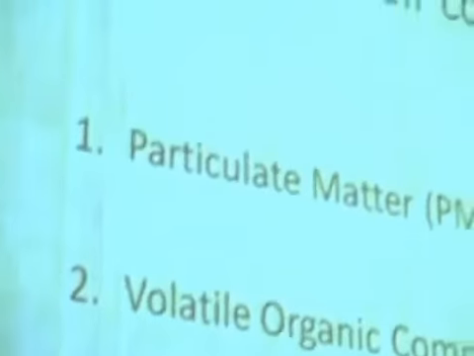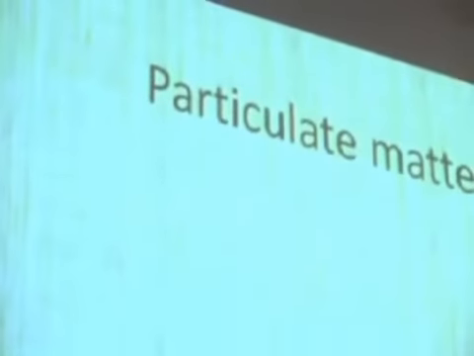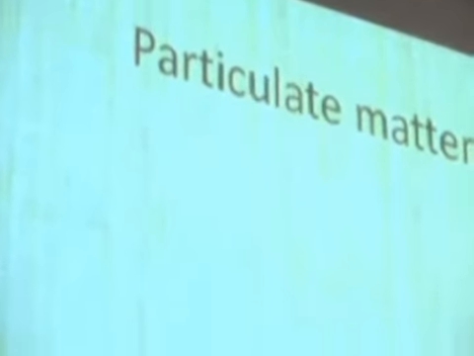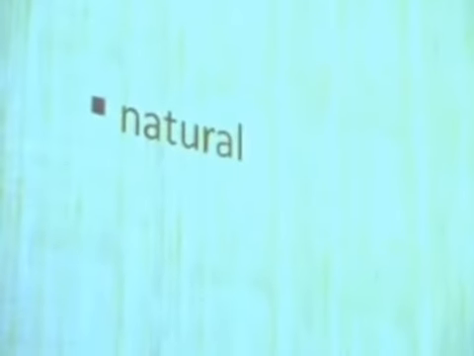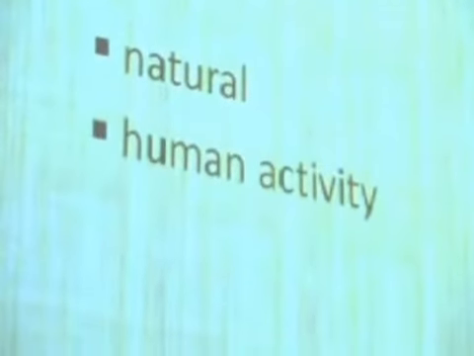We got particulate matter. We got volatile organic compounds. We've got semi-volatile organic compounds. We've got ozone in the house. Particulate matter is different. The VOCs and semi-VOCs are elevated. The ozone's reduced, just different. So what is this stuff? Particulate matter, some of it's natural. Some of it comes from human activity. Some of it comes from pollutants.